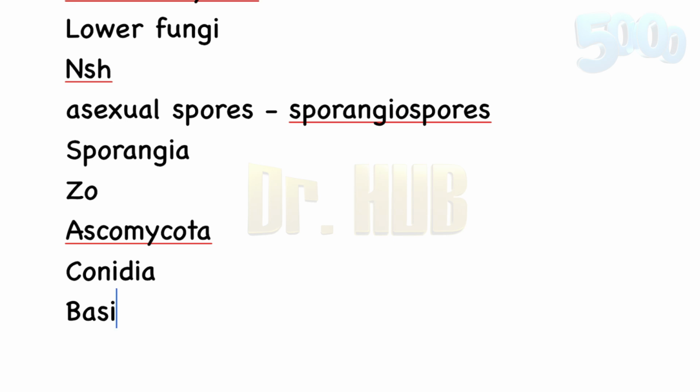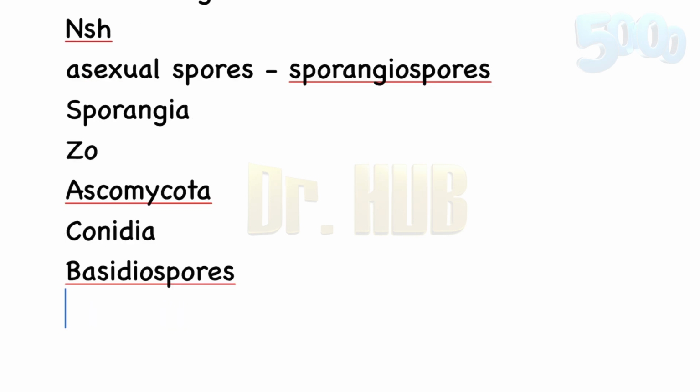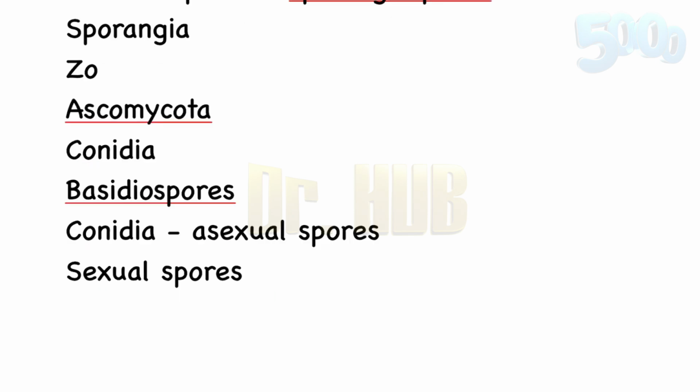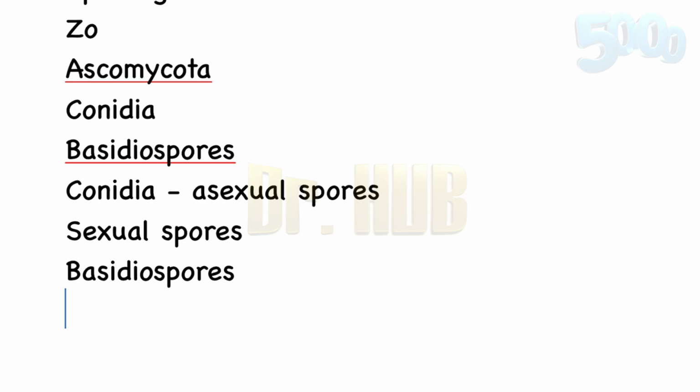Then moving on to the Basidiomycota. The asexual spores are known as the conidia. And the sexual spores are known as the basidiospores, and these are borne on the basidium or the base.